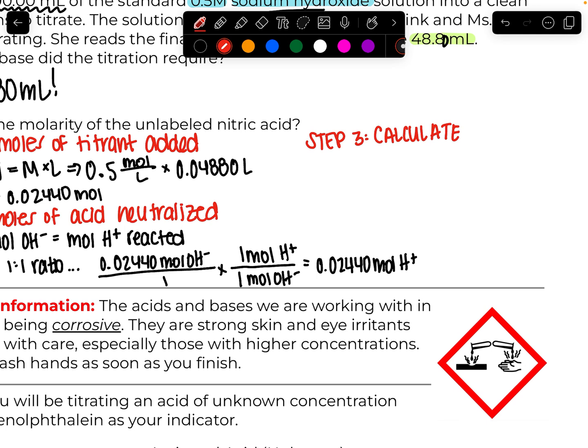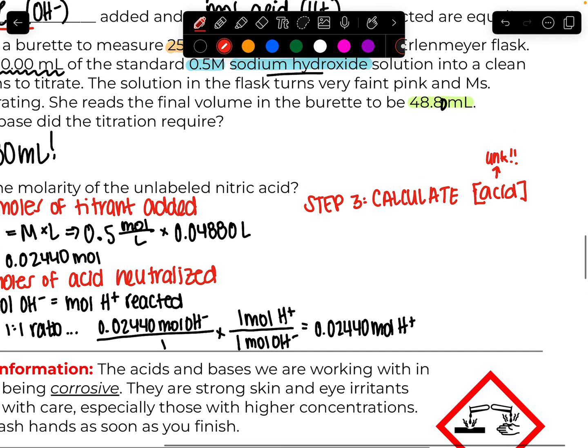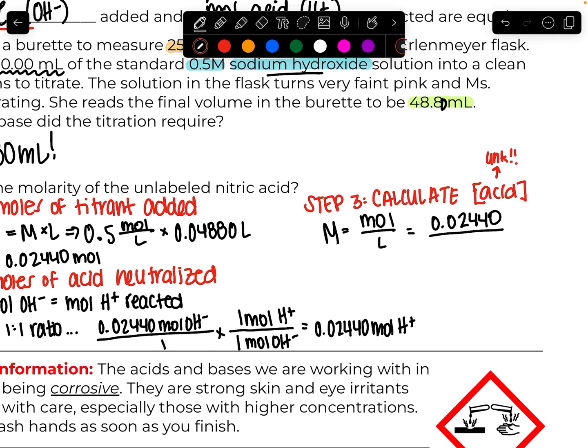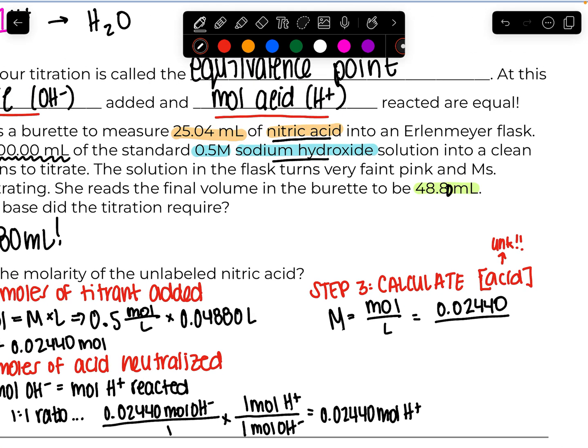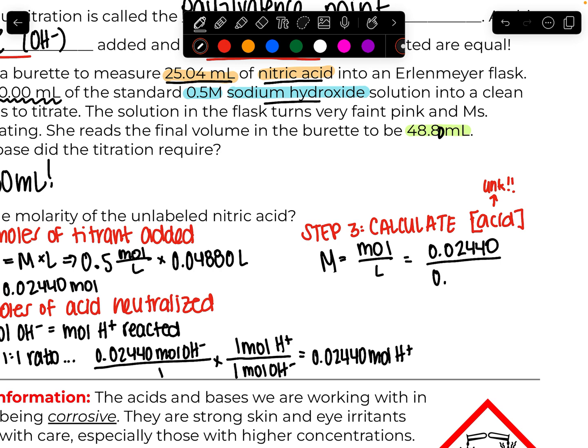So the final step is to take the information about the moles of our acid and calculate the concentration of acid. This is our unknown. We know that the formula for concentration, or molarity, is equal to moles over volume. Our moles, 0.02440. How much volume of our acid do we have? Well, we have to go back to our question for that. It says we added in 25.04 milliliters of our acid. So convert this to liters. We end up with 0.02504.